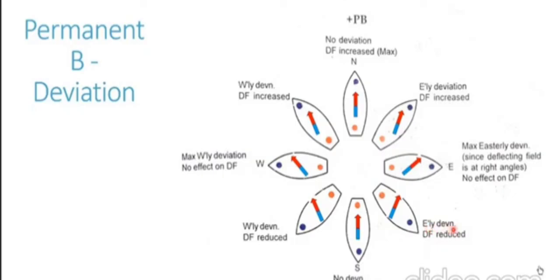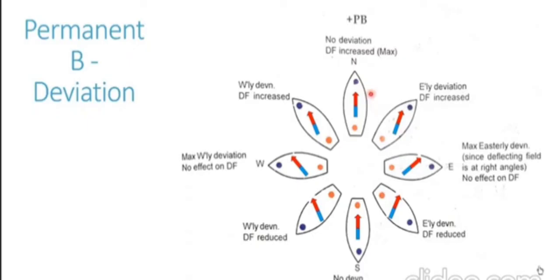But the magnitude of the easterly deviation starts to reduce now because the ship's poles are coming in line with the magnetic field of the earth. Maximum deviation is generated when the ship's poles are at right angles to the magnetic field of the earth, which happened on easterly heading, and minimum deviation is generated when the poles are aligned with the poles of the earth, which happened on northerly heading.